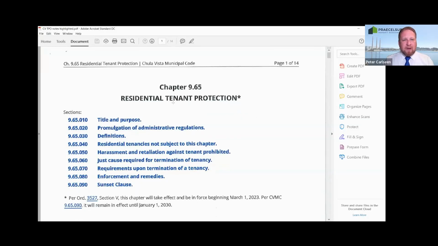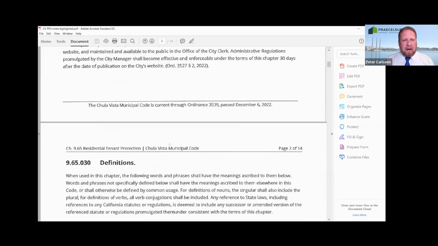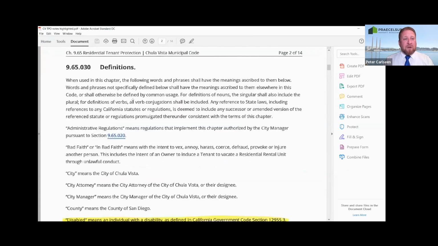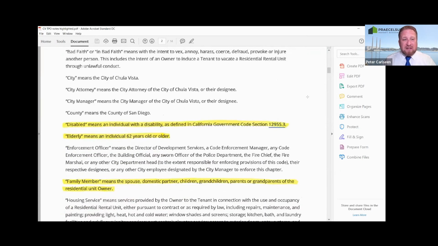Okay. So here you are, the Residential Tenant Protection Ordinance for the City of Chula Vista. I'm going to scroll through this, and I may highlight a couple of things here and there. I first want to go over some of the definitions. So disabled and elderly, this is going to be important, because that's going to affect things later. Disabled is defined by the California Government Code section. If you want to look that up, you can. Elderly is anybody 62 years or older. So if you have any people in that category in your properties, and your property is not exempted from the TPO, then that will impact you.